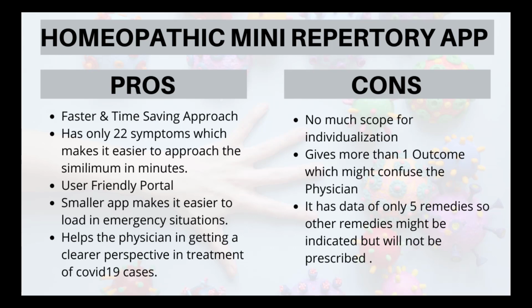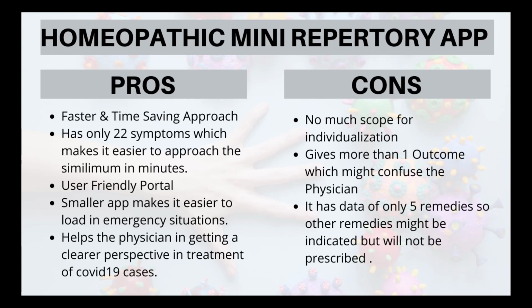Now the most important drawback of this app that I saw was the outcome. Since I used 2 cases to get the outcome, and in each case I got 3 remedies. One was strongly indicated, one was moderately indicated, and the other was mildly indicated. But see, when you are doing these types of repertorizations, you need to have a single outcome so that the physician is clear on his idea of prescription or has a clearer perspective in treatment. But here when the app gives you 3 outcomes, the physician eventually has to decide which remedy is most indicated from these 3 remedies.